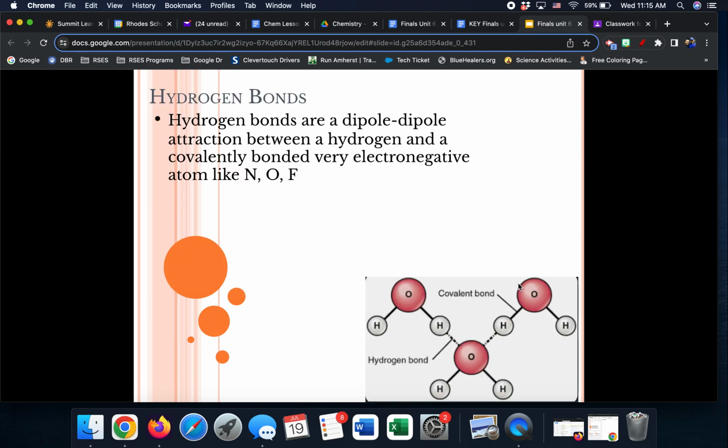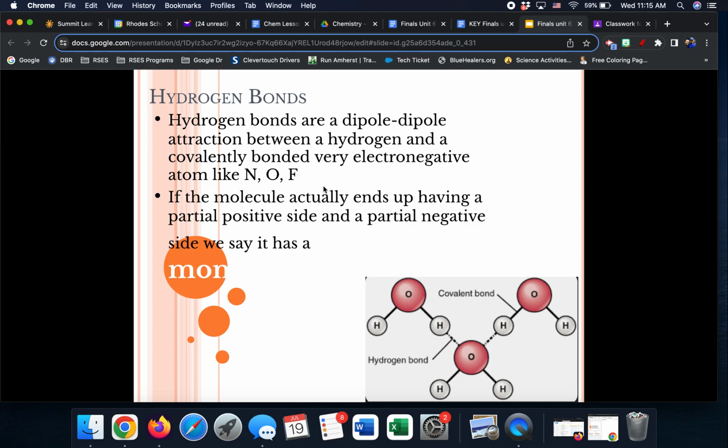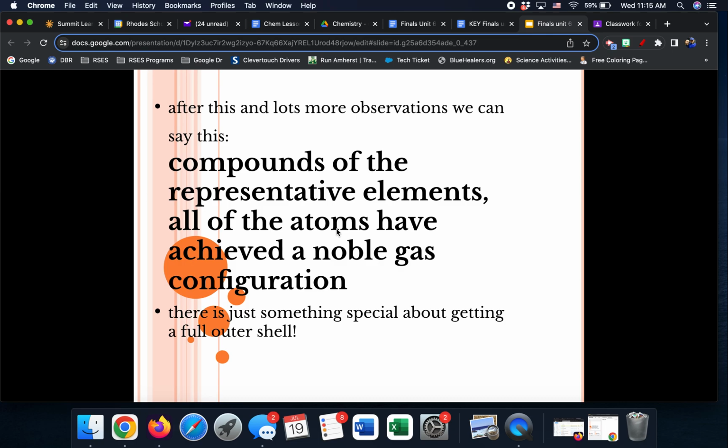Hydrogen bonds. They mentioned this a little in the video as well. They're called a dipole attraction between a hydrogen and a covalently bonded, very electronegative atom like nitrogen, oxygen, or our big one, fluorine there. In this case, the molecules actually end up having a partial positive side and a partial negative side, as we said.